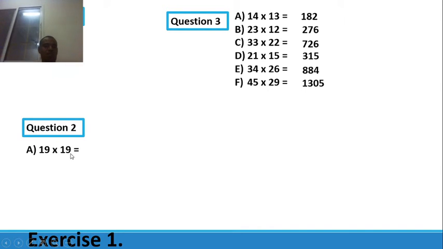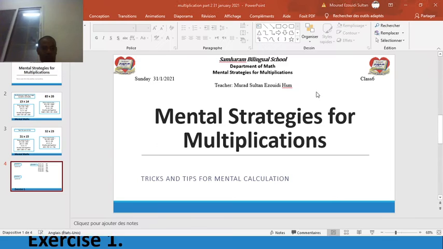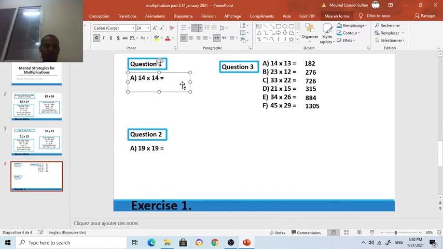Question number 2: 19 by 19. You can partition the number, make 10 plus 9, multiply by 10 plus 9, or just make 20 minus 1, multiply by 19, and you will get 361. Then question number 3: here we have 14 multiplied by 13, it will be 182, and 23 by 12, it will be 267, 33 by 22, it will be equal to 726, and 21 multiplied by 15 is 315, 34 by 26 is 884, and 45 multiplied by 29 is 1309.